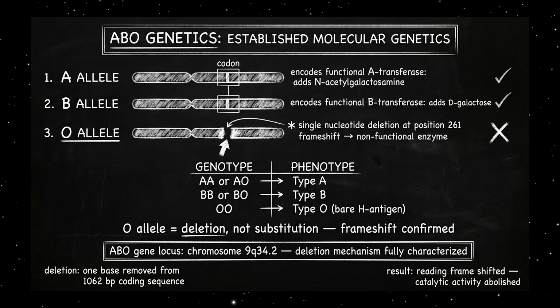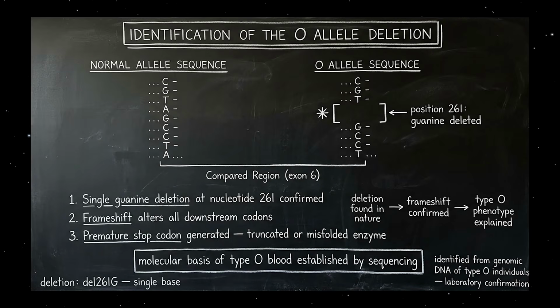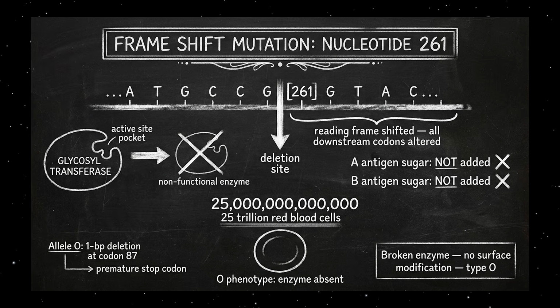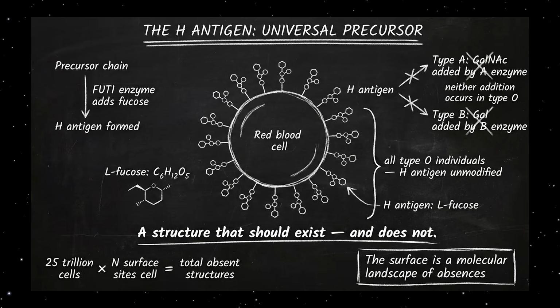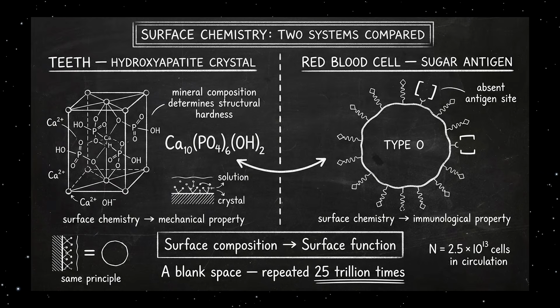The ABO gene and the single nucleotide deletion producing the type O phenotype is established molecular genetics. Yamamoto and colleagues identified this deletion in Nature, confirming that the frameshift at nucleotide 261 produces a non-functional glycosyltransferase in type O individuals. 25 trillion red blood cells, everyone carrying the H antigen with no A or B modification. The surface of each cell is a molecular landscape where a structure should exist and does not, a blank space repeated 25 trillion times across every red blood cell in the circulation.